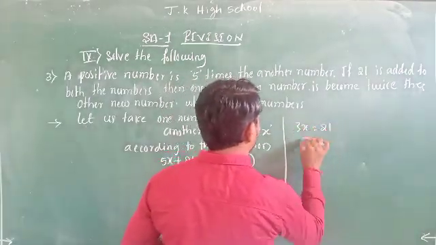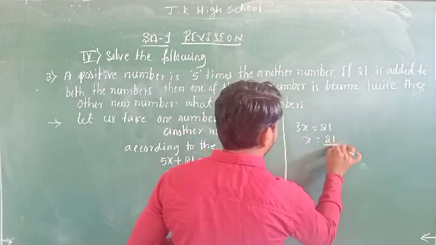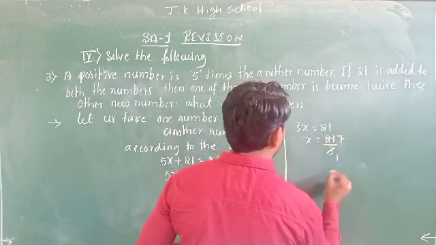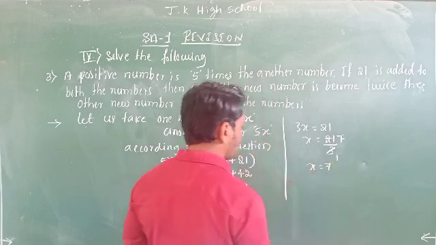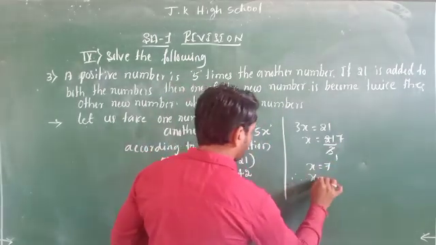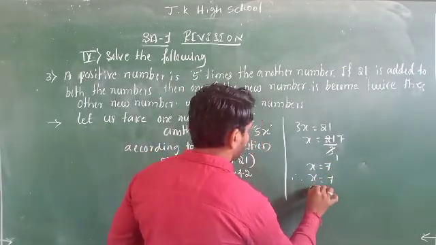3x is equal to 21. x is equal to 21 divided by 3. 3 ones are 3, 3 sevens are 21. x is equal to what? 7. Therefore, x is equal to 7.